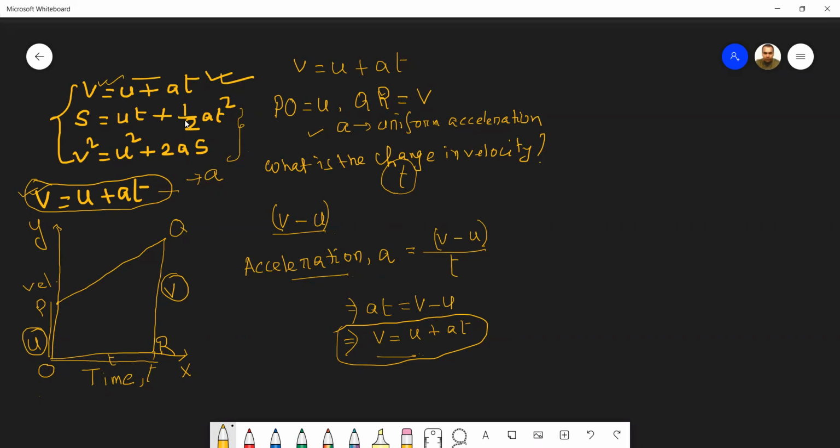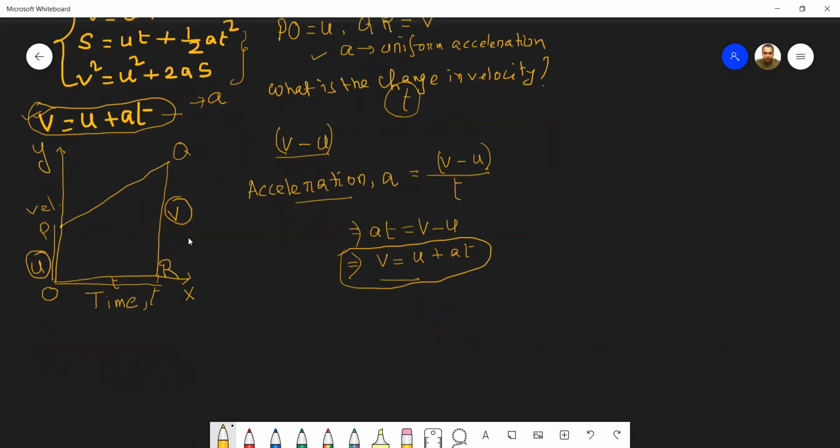Again, what is s here? S is the distance that this object has covered at time t when it was moving with an acceleration of a, u being the initial velocity of the object. So how can we derive it? We can derive it from the concept of the same graph here.